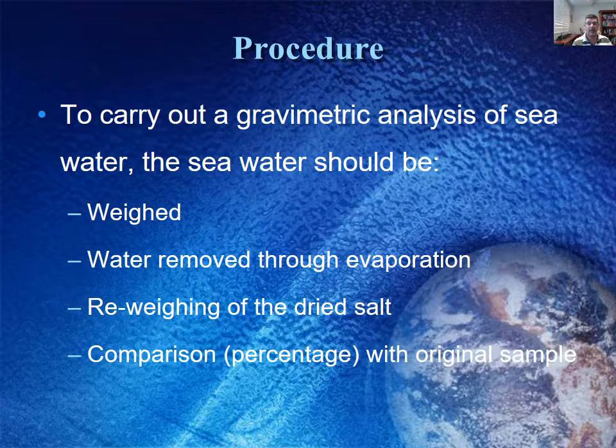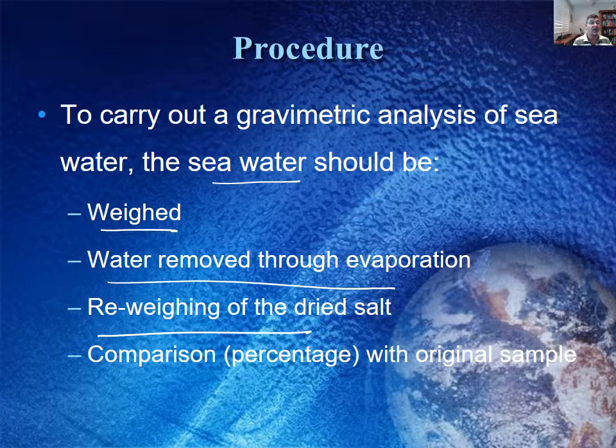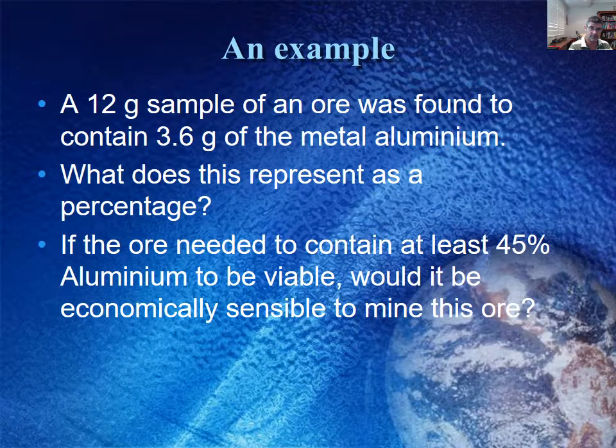So, just to expand that example I looked at before, just so it's clear in your mind, if we wanted to carry out a gravimetric analysis of seawater, then what we should do with our seawater is weigh it, then remove the water through evaporation, and then re-weigh the dried salt that's left behind, and then make a comparison between those two weights to give us a percentage in comparison to the original sample.